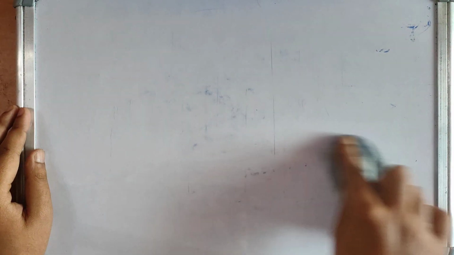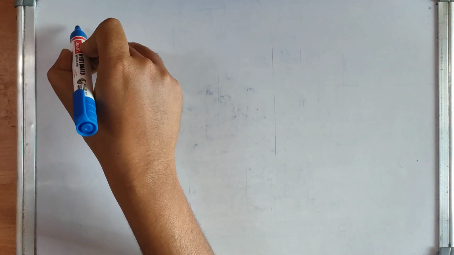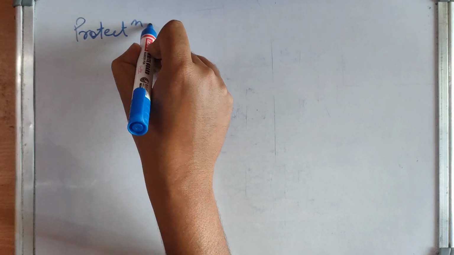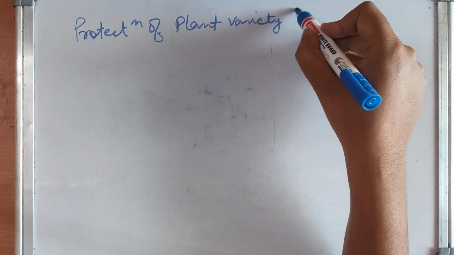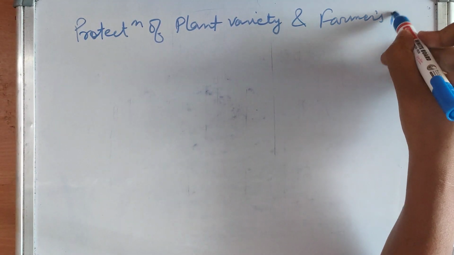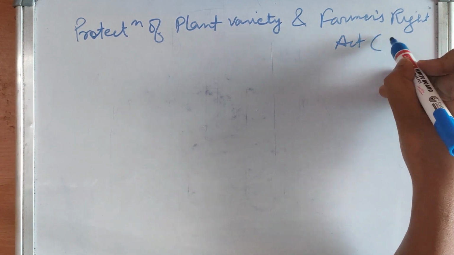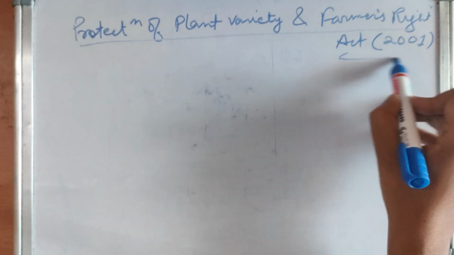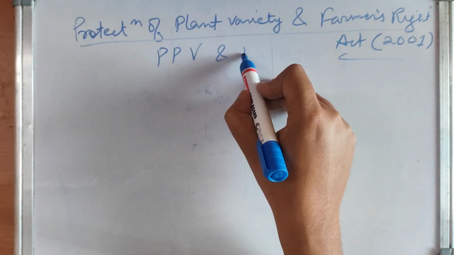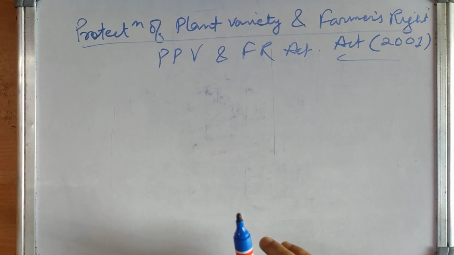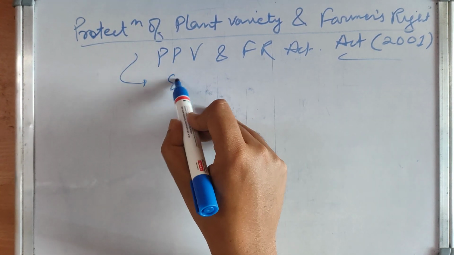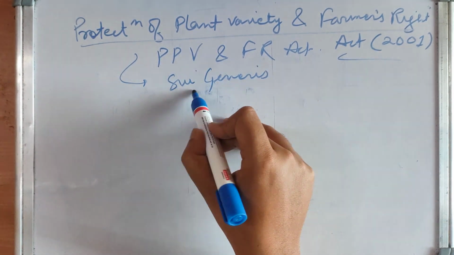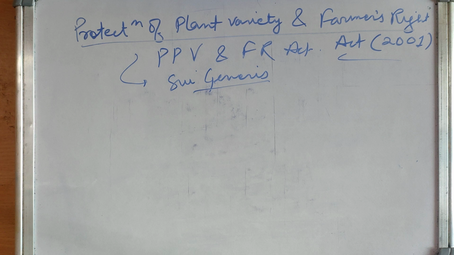Now moving on to the Protection of Plant Variety and Farmers' Rights Act of 2001. In short we call this the PPV and FR Act. The Government of India enacted this under the sui generis system, as it comes under sui generis rights. So what are the rights under it?